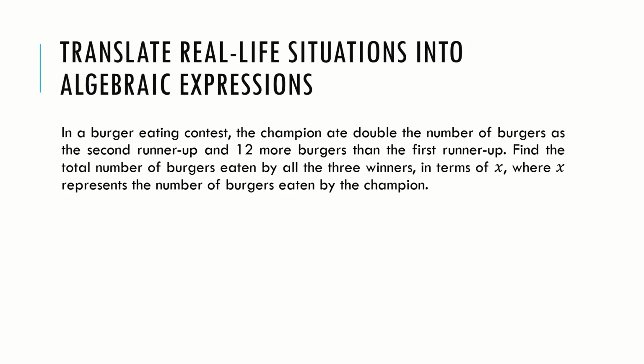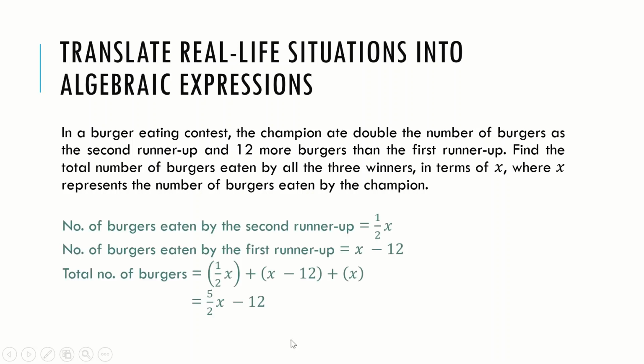First, second, third, let x represent the number of burgers eaten by the champion. So the champion had eaten x burgers. The champion ate double the number of burgers as the second runner-up, so the number of burgers eaten by the second runner-up will be half x. And the champion ate 12 more burgers than the first runner-up, so the number eaten by the first runner-up will be x minus 12. So we have x for the champion, half x for the second runner-up, and x minus 12 for the first runner-up.